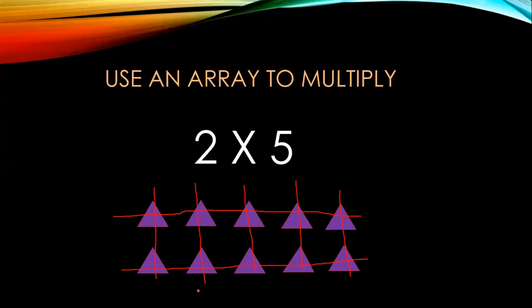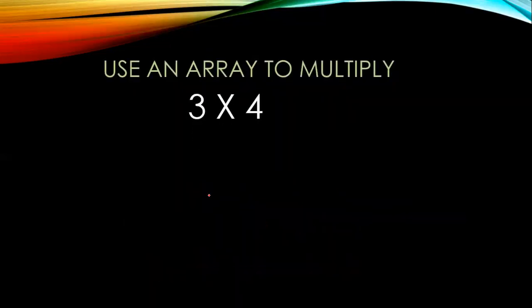This entire figure, without the lines, just the objects, the triangles, was my array. It's the way I organized those objects: 2 rows of 5 objects. Now I'm going to do the same thing with 3 times 4. Can you talk to your family members and friends about how a model could help us to solve multiplication problems? How can a model help us to solve multiplication problems?